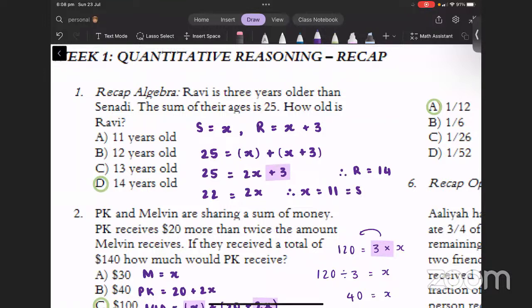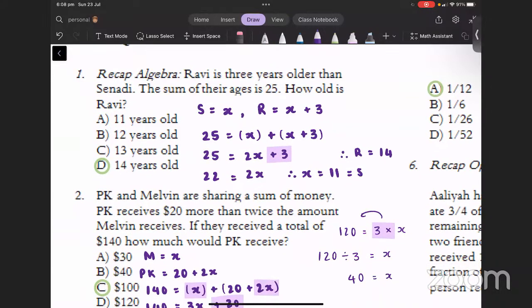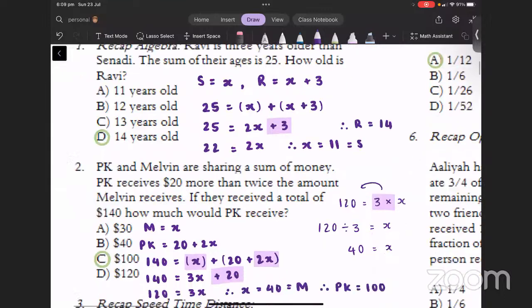Does anyone have any questions? No? Oh yeah, and there's definitely another way. If you find this way easier, Ella said that she added the difference, which is 3. So 25 plus 3 gives you 28, and then you divide that by 2 to give you 14, which is quite quick. If that works for you, then absolutely, that's another way of doing it. Okay, if there are no more questions, I'll move on to the next one.